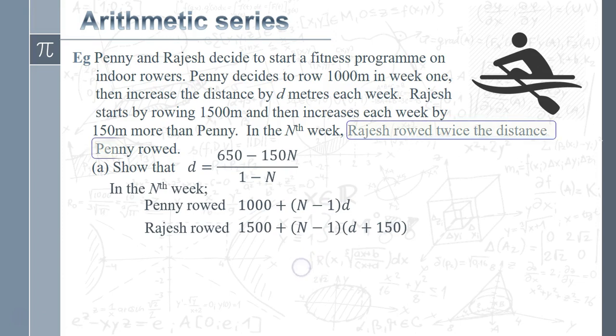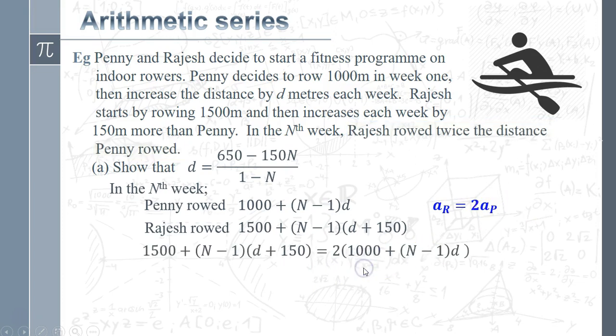And what we've got is that fact. In the nth week, Rajesh rowed twice the distance that Penny rowed. So the actual distance he rowed, I'm going to call AR, the amount that Rajesh rowed, is twice the amount that Penny rowed in that particular week. So we can just bash those two things together. There it is.